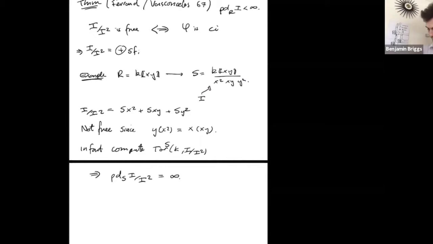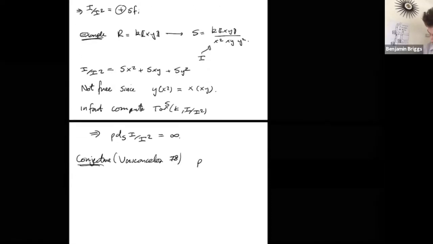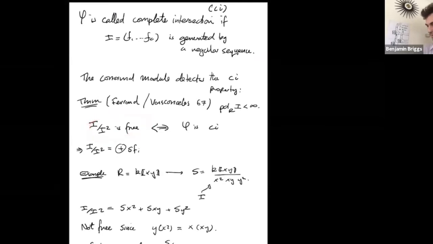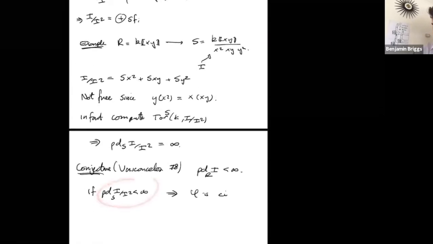And I guess examples like this motivated the following conjecture of Vasconcelos from '78. So again, I'll just remember to write this in every time. As long as you have an ideal of finite projective dimension, what he conjectured was that if the projective dimension of the conormal module over S here is finite, then you have a complete intersection. So what he conjectured was that in this theorem, you could quite drastically weaken this to being just finite projective dimension instead of free.